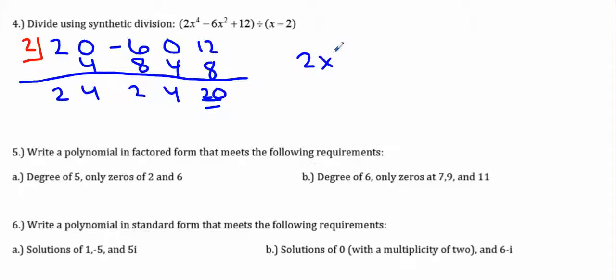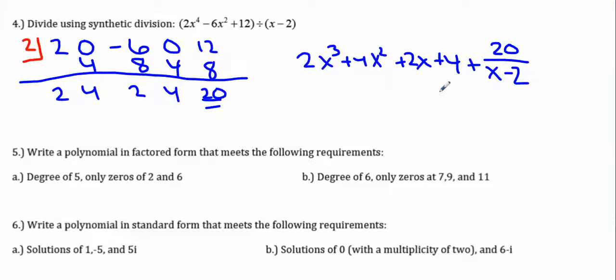So we actually do synthetic division. We have 2x cubed plus 4x squared plus 2x plus 4 plus 20 over my divisor, which is x minus 2. And notice, I know it doesn't ask for this, but remember that x minus 2 is not a factor. It's not a zero. It's not a root because the remainder is not 0.